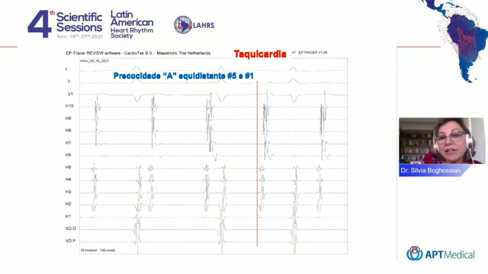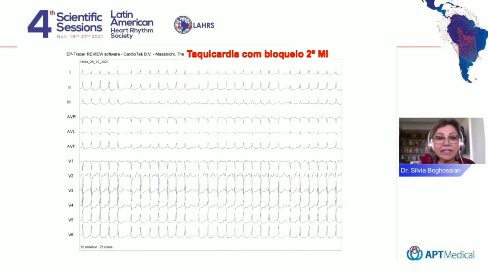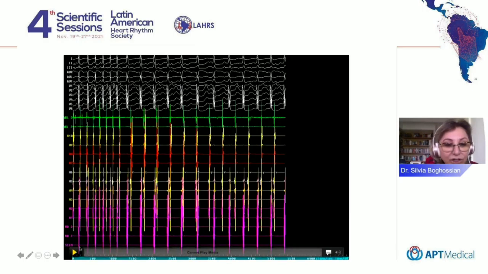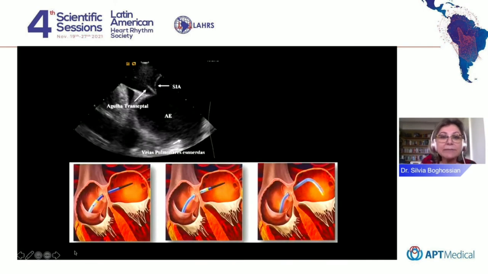When we map the tachycardia, we can see that the earliest A is on the left side, equidistant from the CS 5 and 1. In the CS, we could see where the tachycardia would come from, with the same distance between them. Here again, the tachycardia was in movement. So we decided to map from the left side.